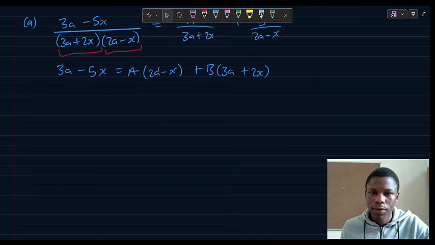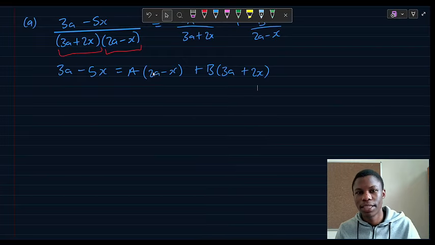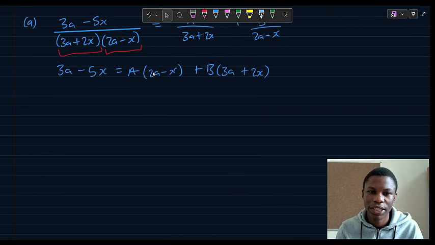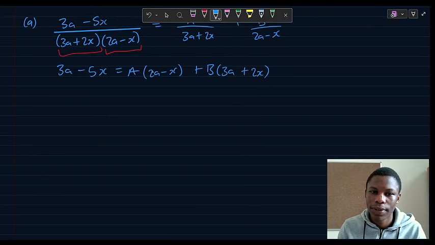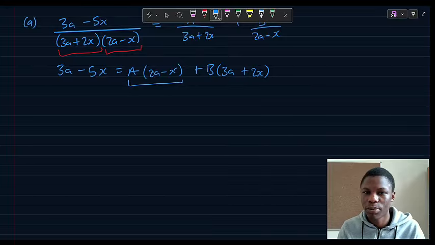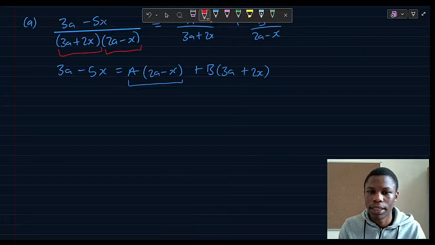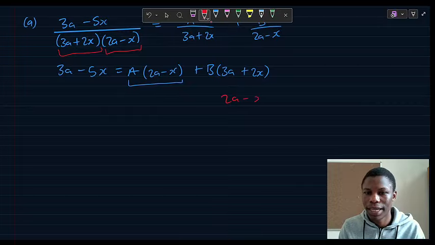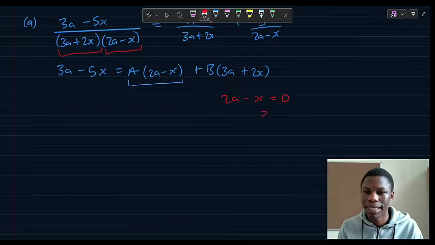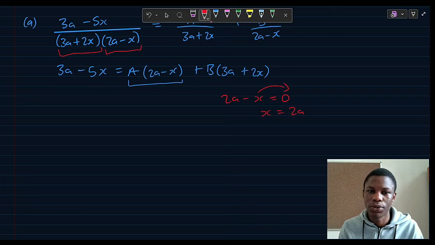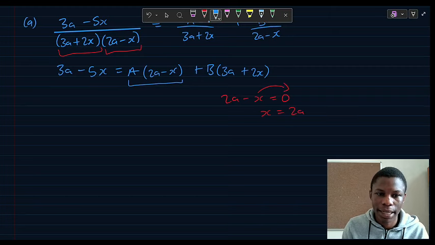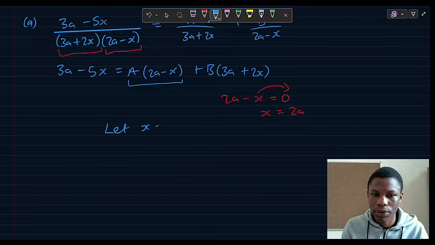And now we'll go through the same procedure that you would typically take when you're finding your partial fractions. We need to find a value for x that will make this bracket 0 to allow me to evaluate b. So I need to find what value of x is going to make this whole bracket 0. That means x has to be equal to 2a. So I can say let x equal 2a, so that would eliminate that first term.